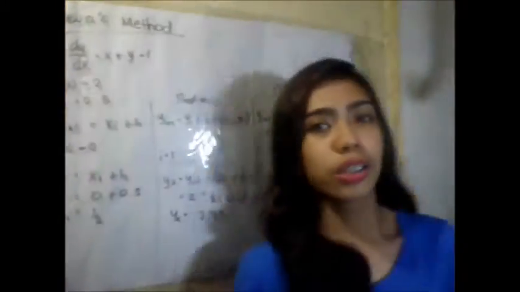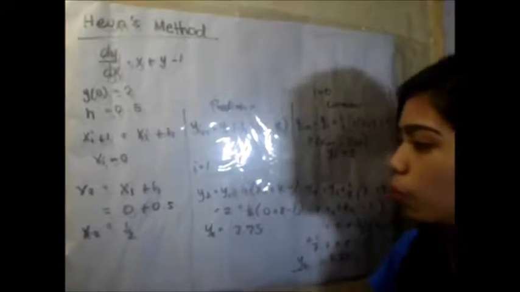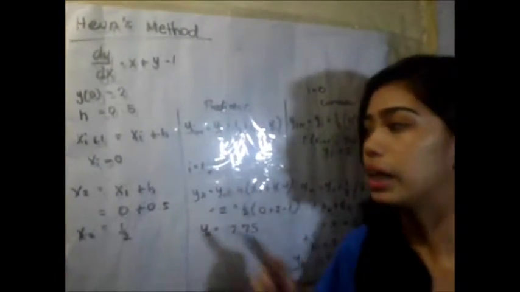So, as we continue the iteration up to different segments, we can get close enough to the true value that we want. In this case, we only iterate up to when i is 1. So the answer here is this one: y2 is equal to 2.75.